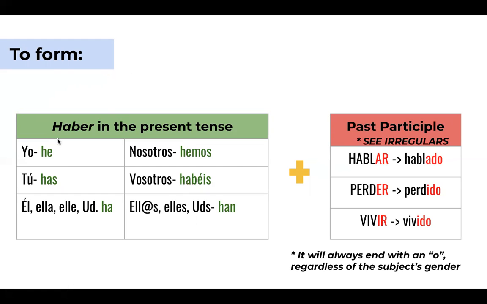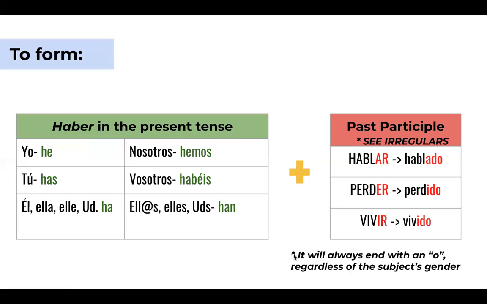Okay, so una forma de haber más un past participle. Okay, the past participle is super duper easy. For AR verbs, you just take off the AR ending of the infinitive and you just add ADO, hablado. For ER and IR, you take off the ending and you just put IDO. So perdido, vivido, right? There's no difference here in ending for ER and IR verbs, okay? Now there are irregulars and those are going to be on the next slide. So just be mindful of those, okay?